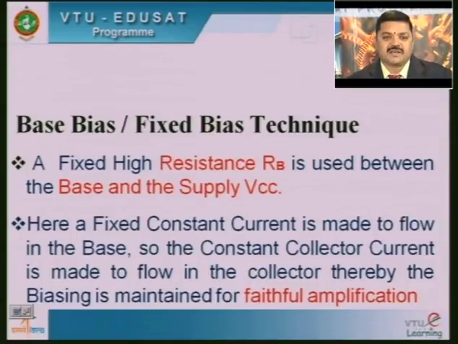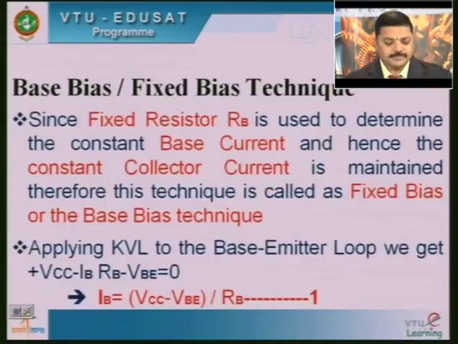Here the fixed constant current is made to flow in the base region, so that constant collector current is made to flow in the collector, thereby the biasing is maintained, so that we get a faithful amplification. Since the fixed resistor RB is used to determine the constant base current and hence the constant collector current is maintained, this technique is called the fixed bias or the base bias technique.